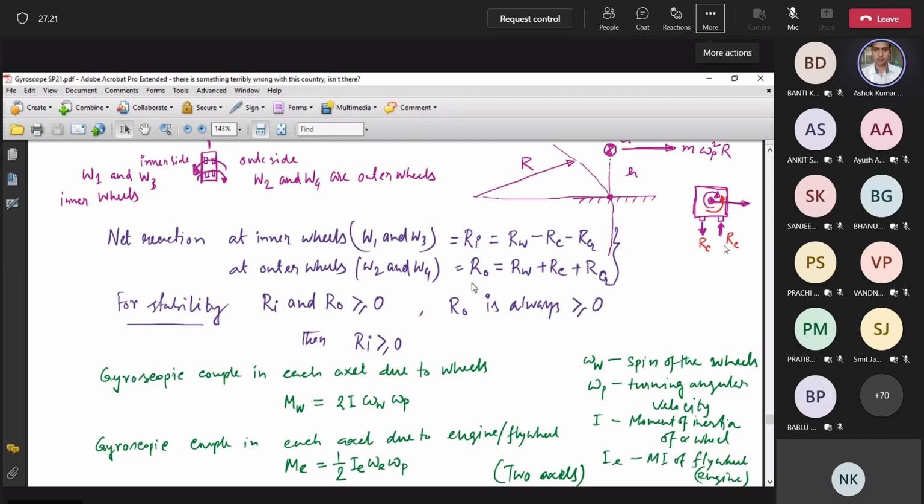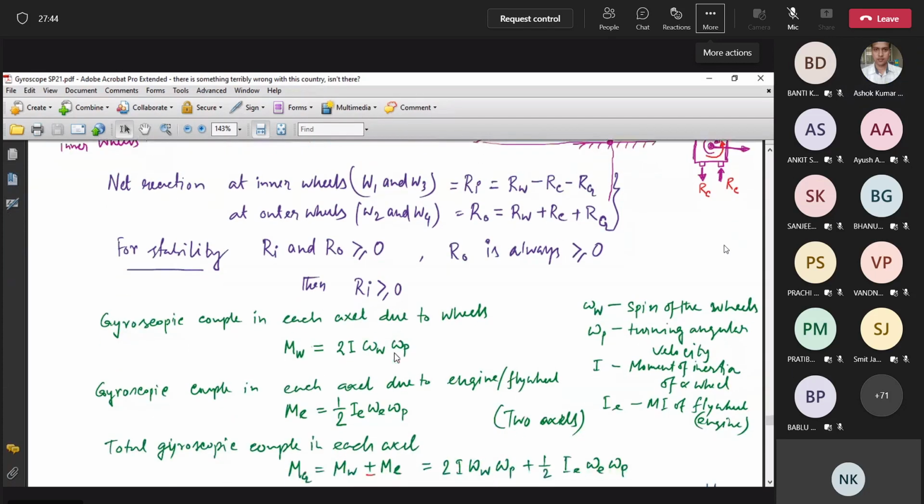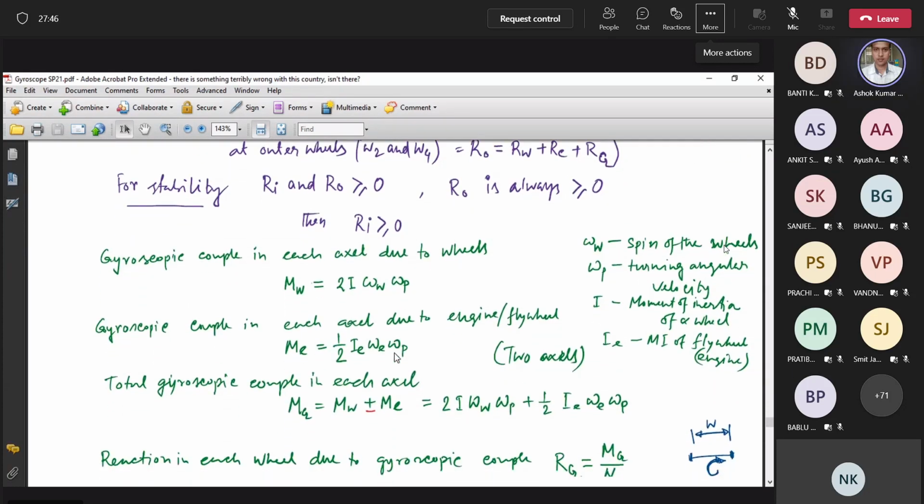But we have to check what the reaction Ri is. From this expression, we cannot say that this is always greater than or equal to 0. But for stability, this has to be greater than or equal to 0. Otherwise, there is a chance of toppling. पलटी खा सकते हैं, ठीक है ना, vehicle.